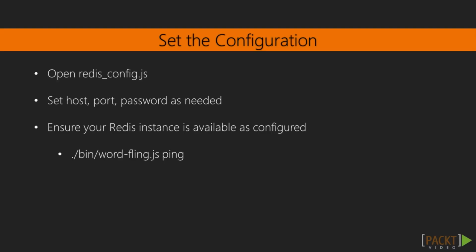Now, one final thing before we look at the code. You're going to need to set your Redis configuration. So we're going to open the redis_config.js file in the config directory and set the host and the port to your Redis installation.